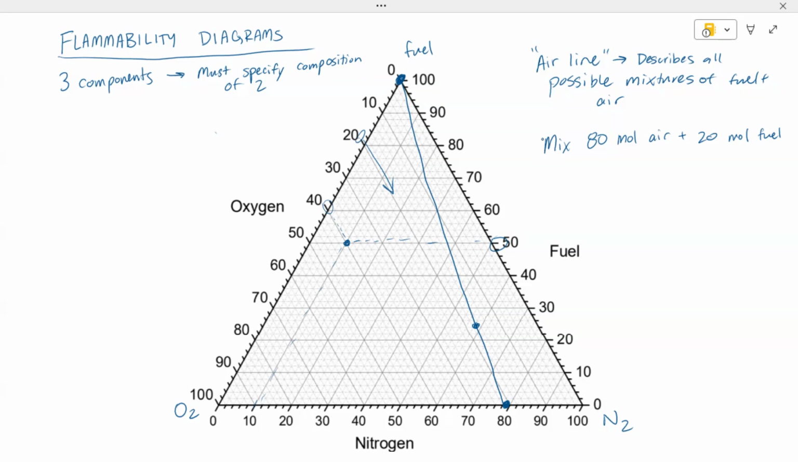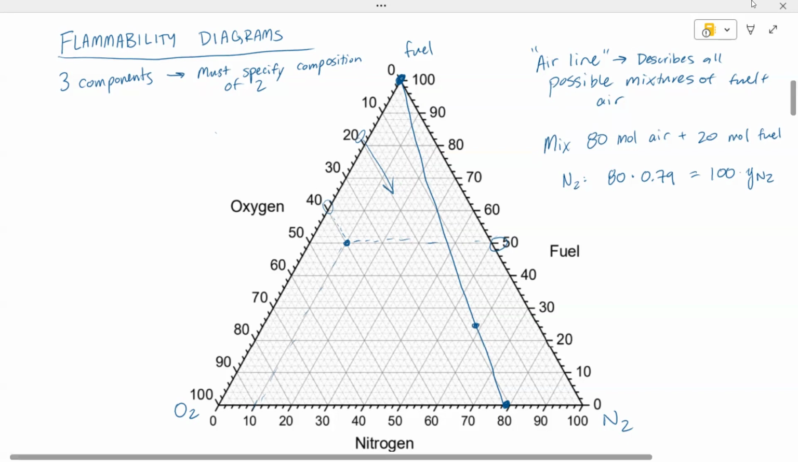So you could say for nitrogen, for example, the nitrogen material balance would have 80 times 0.79, because nitrogen was 79% of the air, equals 100 times the composition of N2. So we'll call that YN2. And then you'd work out whatever that is, and then you'd plot that point for the nitrogen axis. And you would find that you would land there every time.